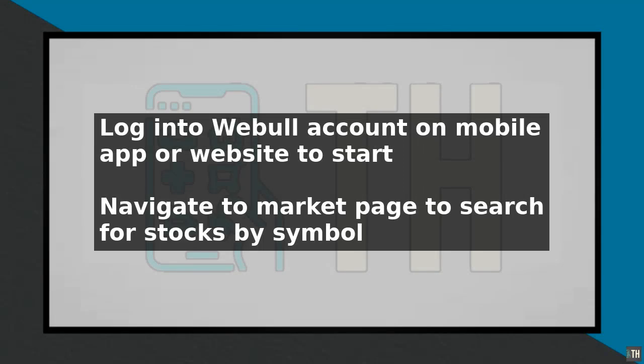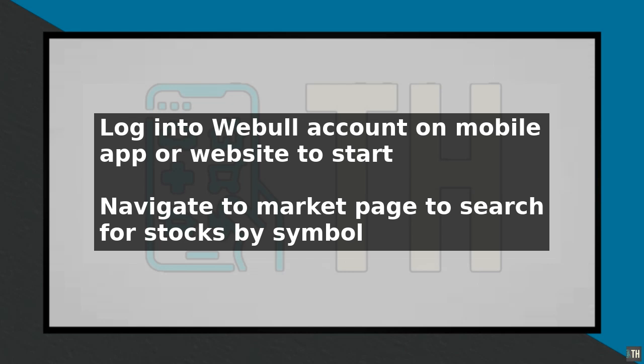To add a stock to your watchlist in Webull, start by logging into your Webull account on the mobile app or website. Once you are logged in, navigate to the market page where you can search for stocks by typing the stock symbol or company name in the search bar. Select the stock you want to add to your watchlist and click on it to view its details page.